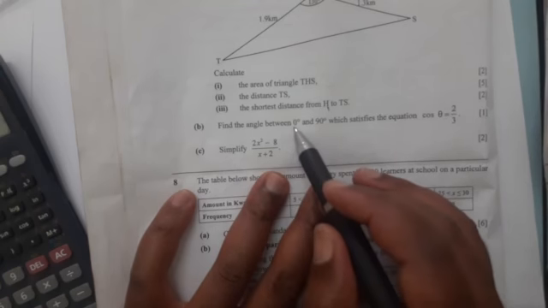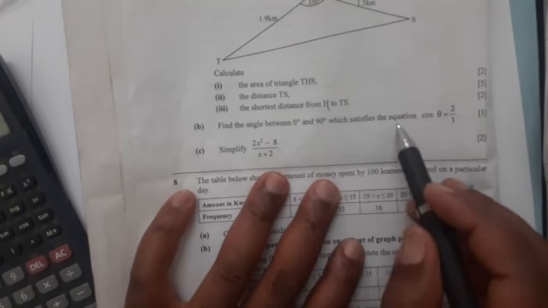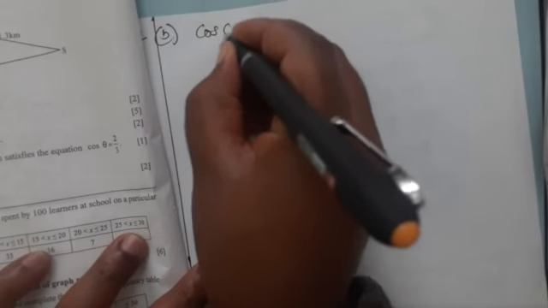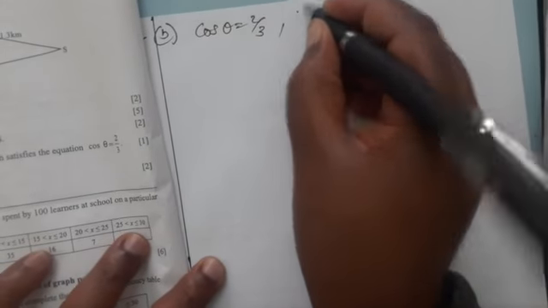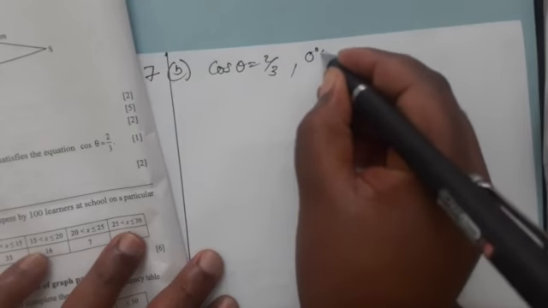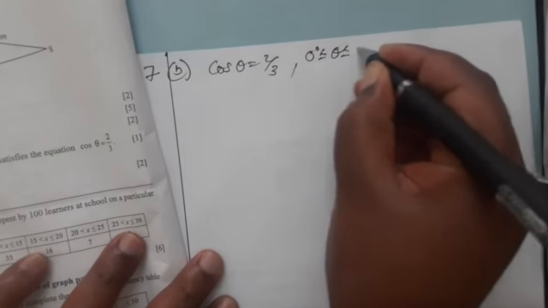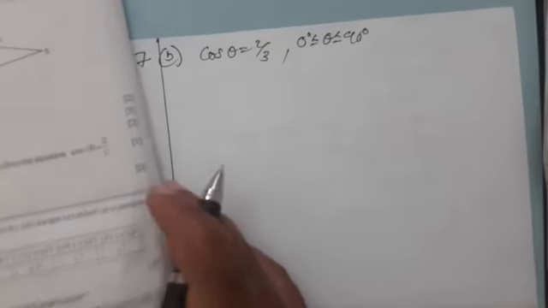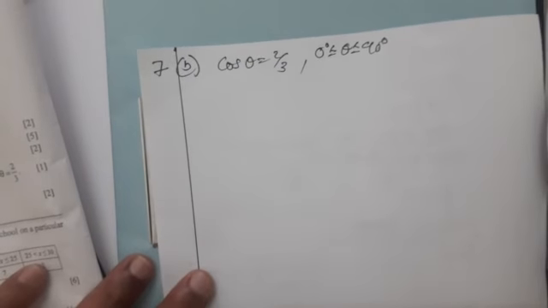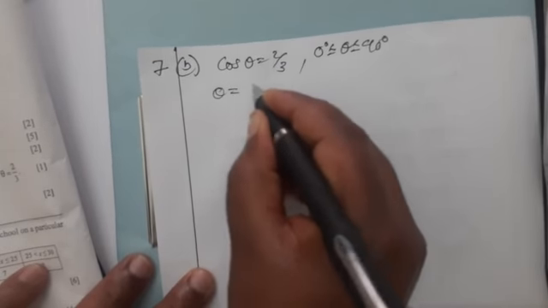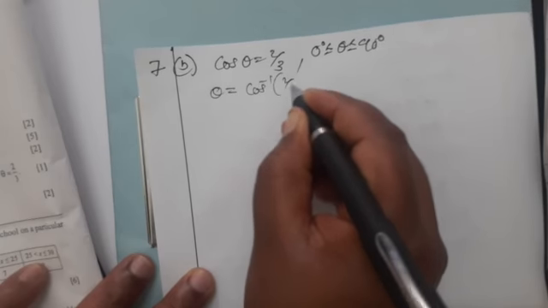B. Find the angle between 0 degrees and 90 degrees which satisfies the equation cos theta is 2 over 3. We are saying we need an angle that lies in this range: 0 less or equal to theta, less or equal to 90 degrees. It means this is the first quadrant angle. Okay? So now what do you do? If it is the first quadrant angle, you just say theta is equal to cos inverse of 2 over 3.